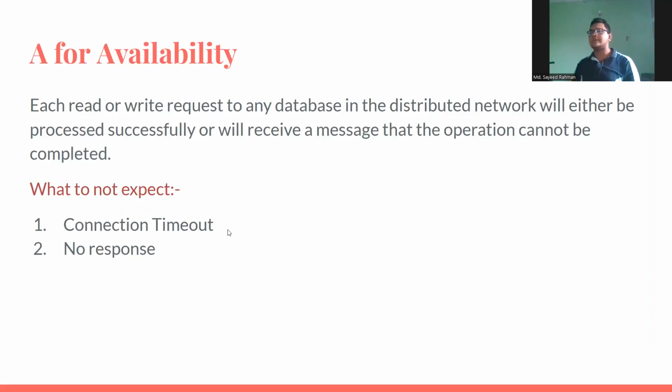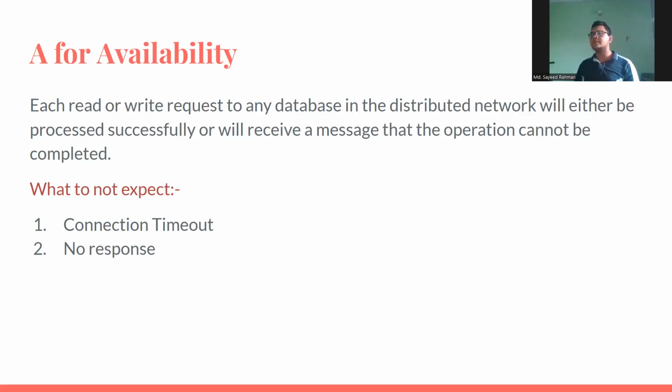A for availability. So in CAP theorem, there is a term availability. What does it mean? Availability means in a distributed database, anything can go wrong. A network node may fail, a server may fail, a server may crash, a network may become unavailable due to some unexpected error. So the availability stands for each read and write request will either be processed successfully or receive a message that the operation cannot be completed.